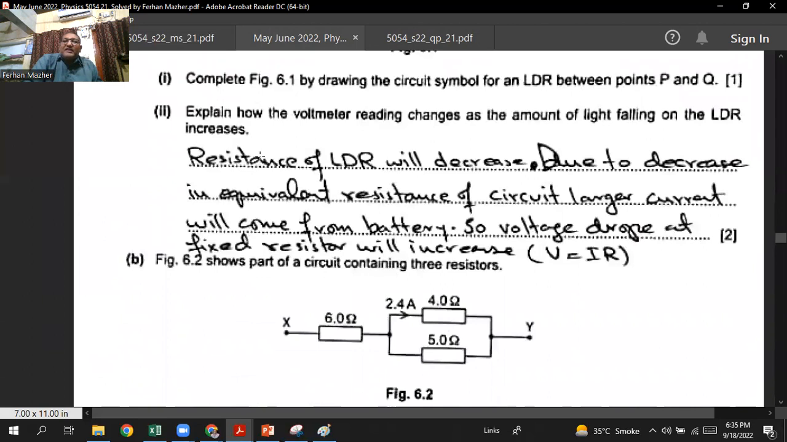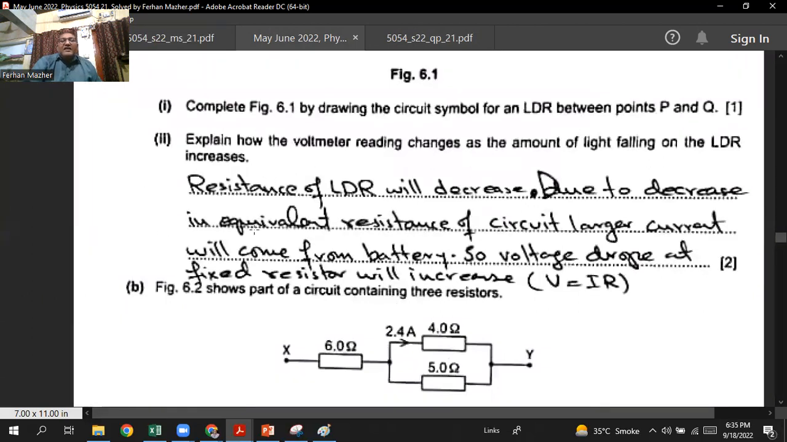So let me show you my written answer. The resistance of the LDR will decrease due to decrease in the equivalent resistance of the circuit. Due to this, the whole circuit's resistance has dropped because the LDR's resistance has decreased. So due to decrease in the equivalent resistance of the circuit, a larger current will come from the battery.